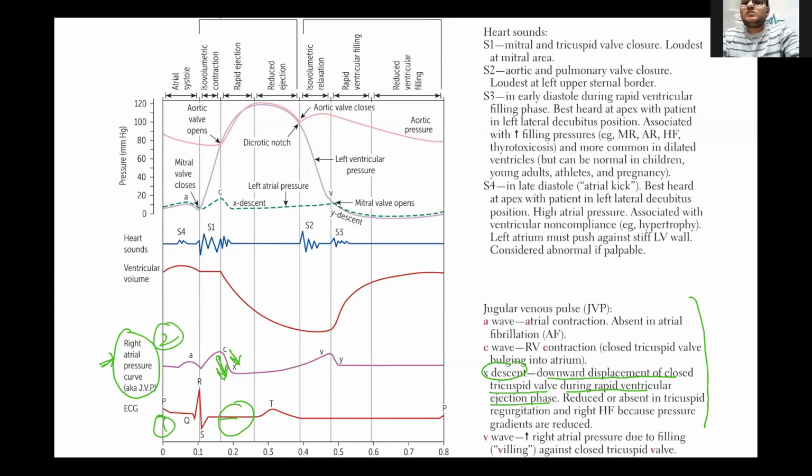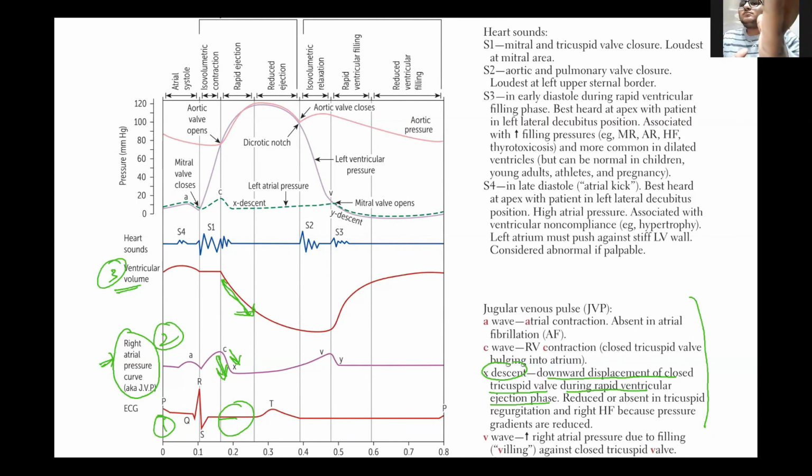Then second, we discuss the change X descent in jugular venous pulsation that occurs in the rapid ejection phase. Now, third, very important point. What will happen to ventricular volume in the rapid ejection phase? Of course, it is ejection. Blood is going out of the left ventricle. So what will happen? It will decrease. Left ventricular volume will be decreased in the rapid ejection phase because the left ventricle is ejecting blood toward the aorta.